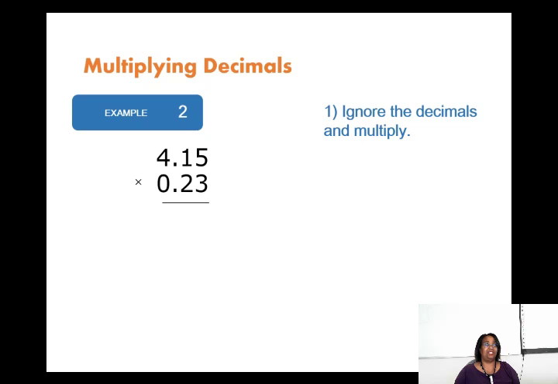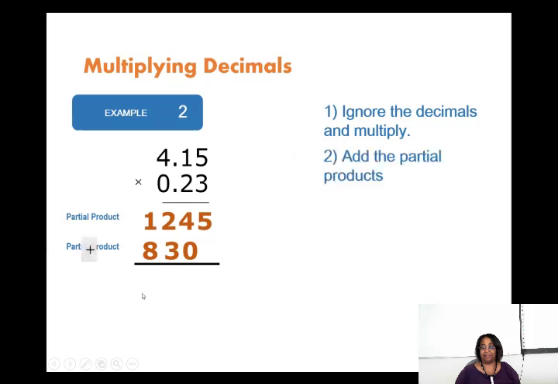Now in this one we've got decimals in both factors. 5 times 3 is 15, carry the 1. 3 times 1 is 3 plus 1 is 4. And 4 times 3 is how much? 12. Then on the second one, I'm going to start here with the 2. 2 times 5 is 10, carry the 1. And then 2 times 1 is 2 plus 1 is 3. And then 4 times 2 is 8. I total those partial products.